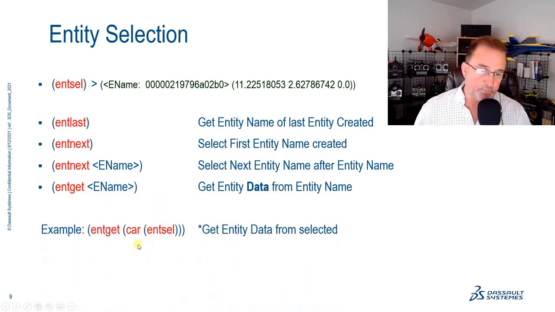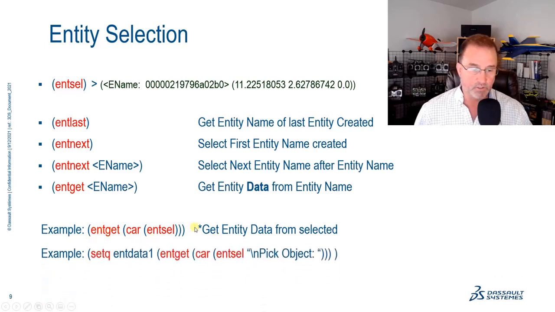And so here's an example where I would use entity selection, and I would take the first item in the list, which is that entity name, and then I'm going to entGet, or get the data from that object. This is the function that I use, but let's say I want to set it to a variable. We're going to set the variable entData1. We'll use that as a variable name, but we'll run entSelect with a prompt, and then we'll grab the first item. We'll then get the data, and we'll set it to this variable name.